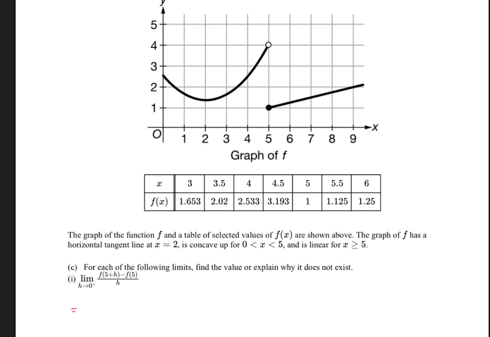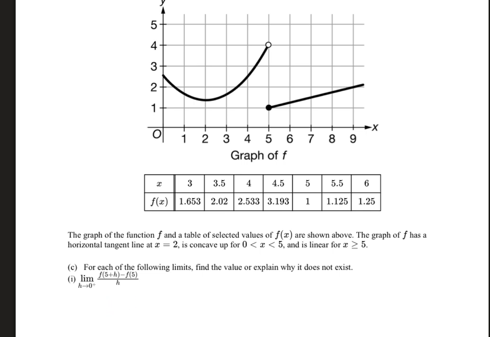Okay, so this equals 1 minus f of 5, which is also 1, right? Over 0, so we get 0 over 0, so that's an indeterminate form. Okay, so we can't evaluate that by direct substitution because we get an indeterminate value. Okay, so let's look at another way to do this.